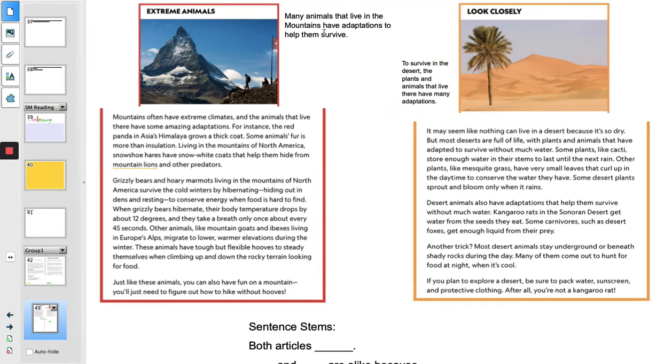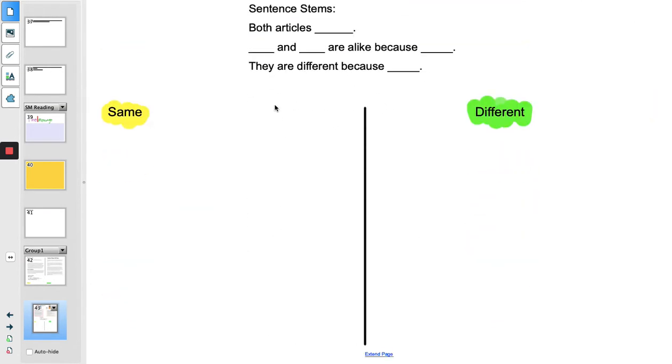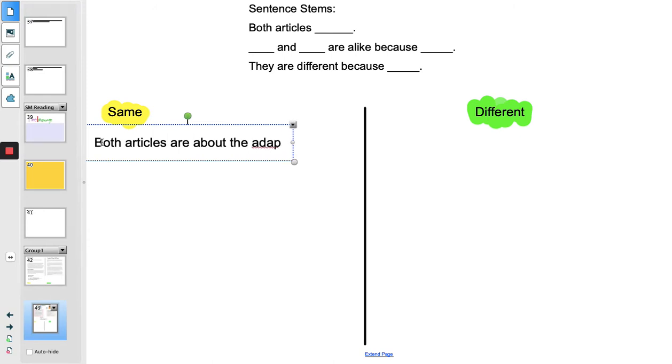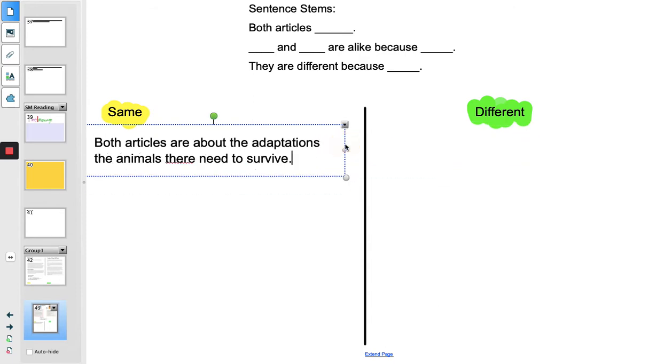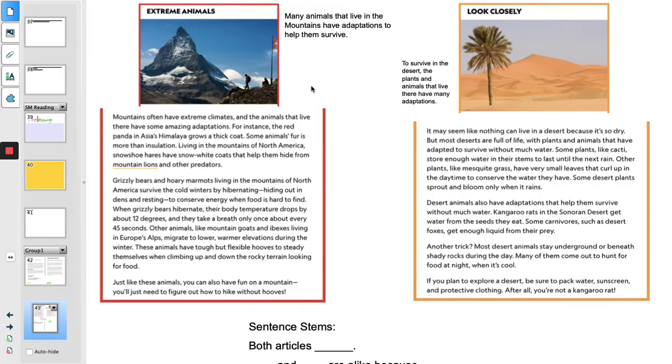So I can see just by looking at my main ideas that both articles, using my sentence stems, are about the adaptations animals have to survive. So I'm going to go down here. Both articles are about the adaptations that animals there need to survive. That's one way that they are the same.